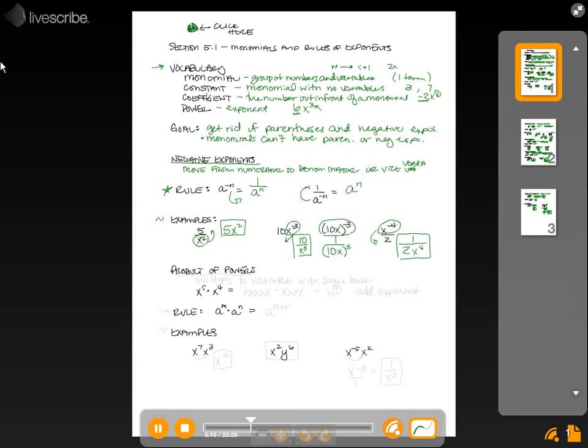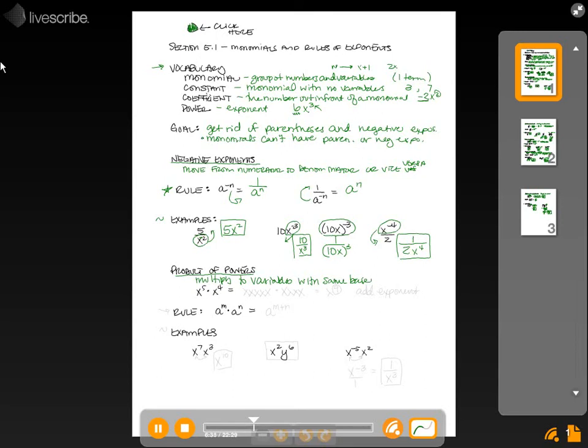Alright, the next rule is the product of powers. What this means is that we're going to multiply two variables, and they could be numbers, but in this case we'll use variables with the same base. And here's our first example. We're going to have x to the fifth times x to the fourth.